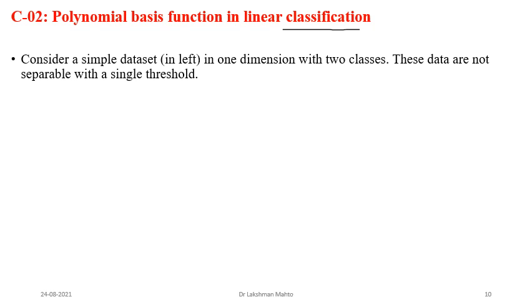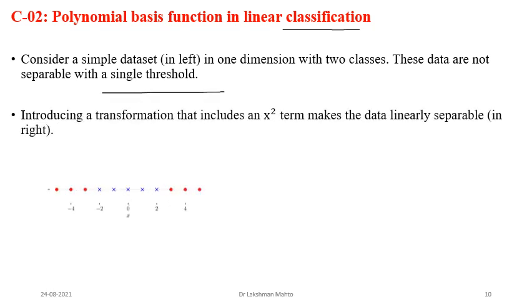For simplicity we consider a simple data set that is already given here. We are taking a one-dimensional data set with two classes, and this data set is not separable with a single threshold. We can't separate it, you can look at it here: dot dot dot, cross cross cross, dot dot dot. So we have two kinds of data. If someone says we classify these two with a single line, then it is not possible. At least you need to introduce some kind of curve. Then how can you separate these linearly?